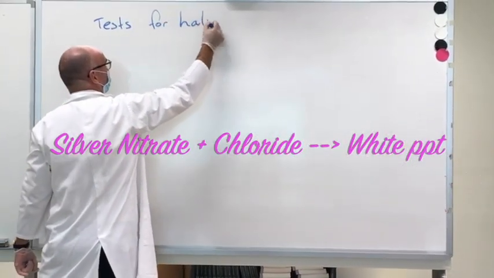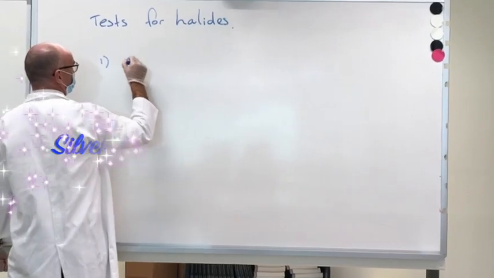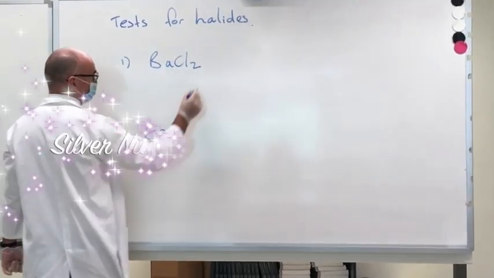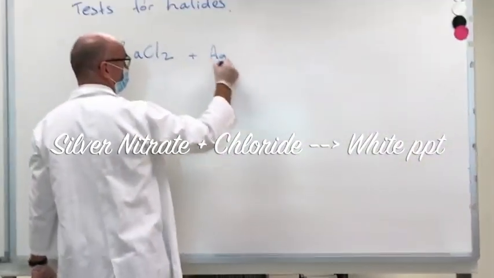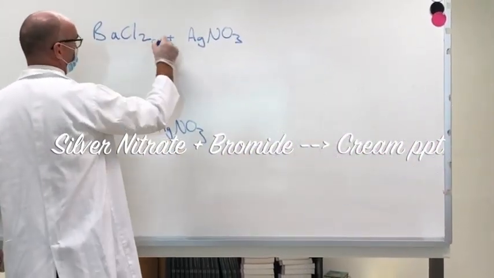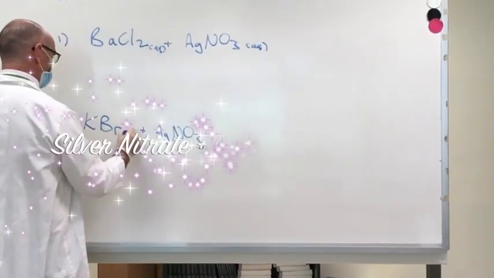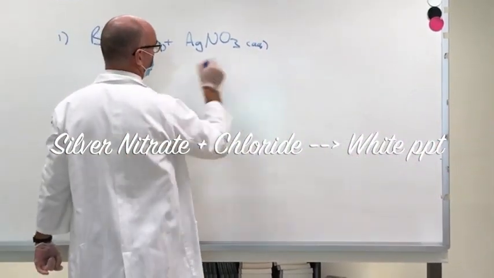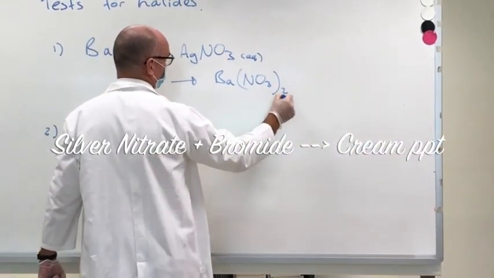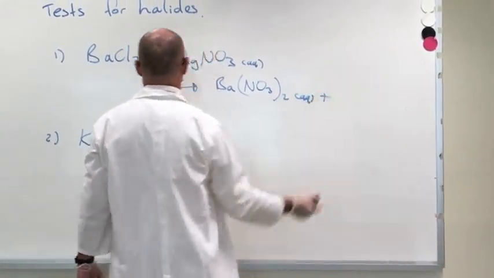The next two tests we need to look at are for the halides. The halides come from the halogens, which is group 7 or group 17. Silver nitrate with acid will react with a chloride to form a white precipitate of silver chloride. The bromide will react with acid and silver nitrate to make a cream precipitate of silver bromide.